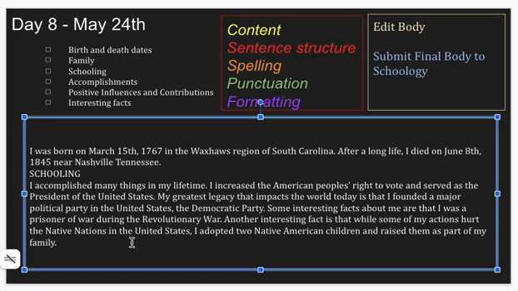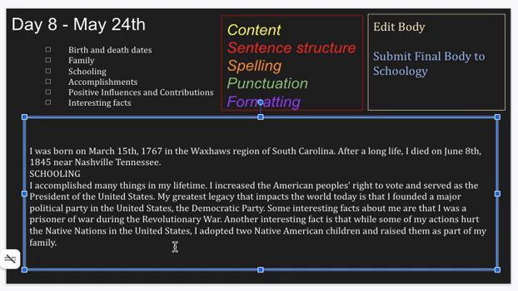Next, I'm going to look at punctuation. Does all of my writing include punctuation? Do I have periods, question marks, exclamation points at the end of each sentence? Do I have commas where I should pause in a sentence? I think I do.